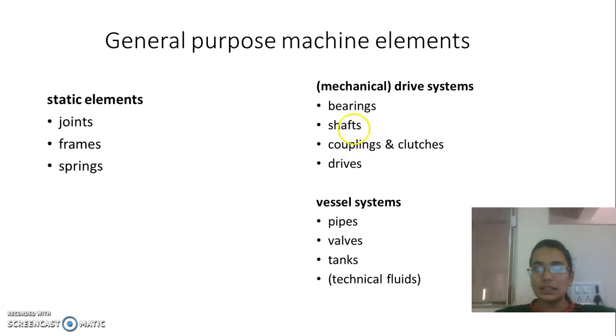After that, the vessel system, or you can say the pressure vessel, is also designed in the machine element or machine design. In that, we have to consider the pipe, vessels, tank, or technical fluid. So the general purpose of the machine design has these three main types: the joint, frame, and the spring as static elements; bearing, shaft, coupling, clutch, and drive as a mechanical driving system; and the vessel type, which is pipe, vessels, tanks, and the technical fluid.